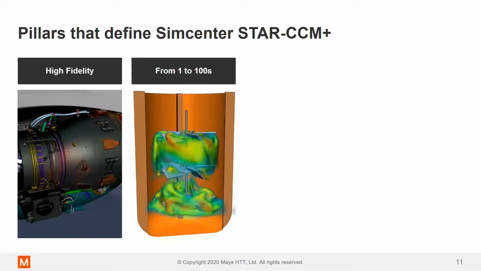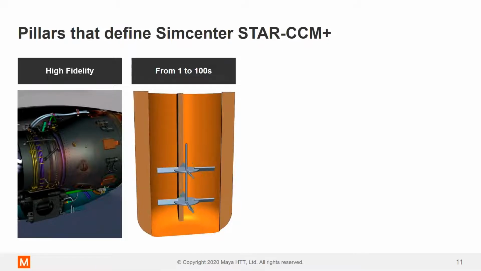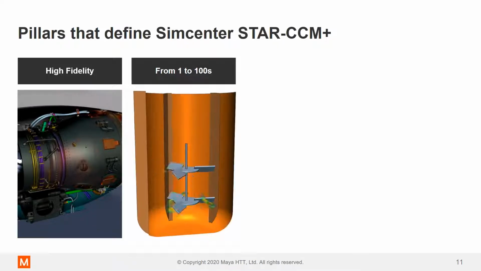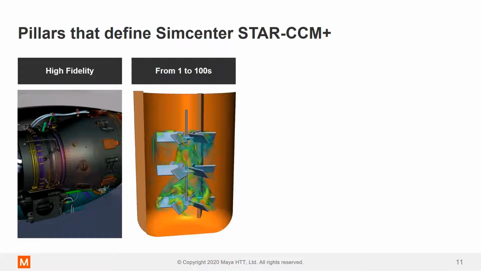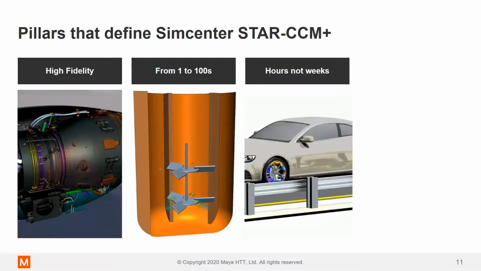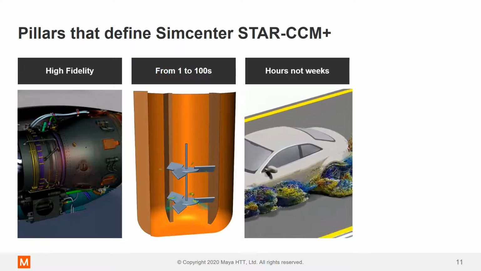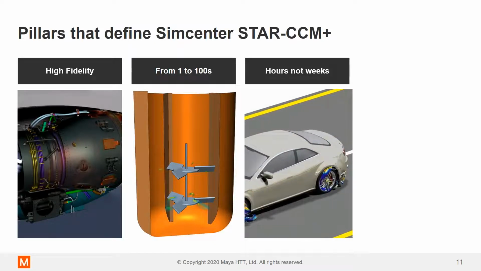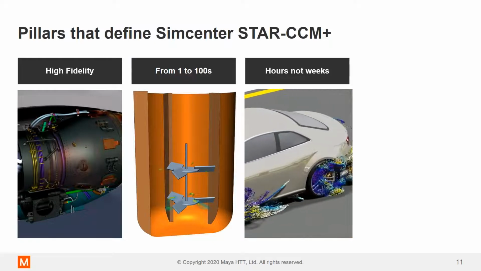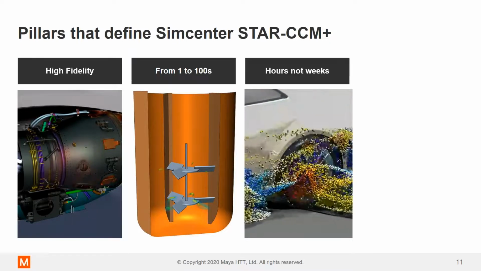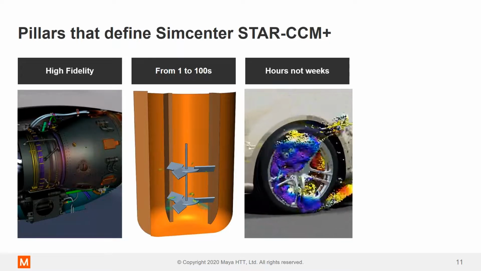Now, of course, providing a high fidelity digital twin and running hundreds of designs, these are great things in theory. But unless you can make those decisions in a reasonable amount of time, that value is lost. Our third pillar is therefore about making sure that SimCenter CCM Plus helps you make decisions in hours and not weeks. This is achieved through fast simulation throughput and the ability to quickly extract insight.